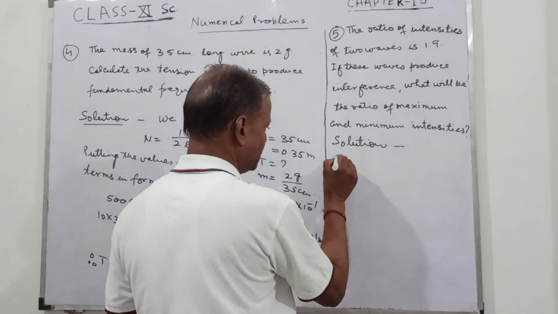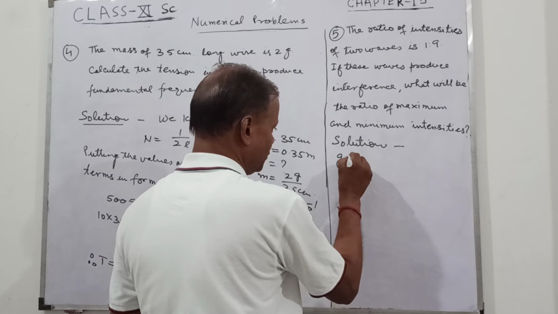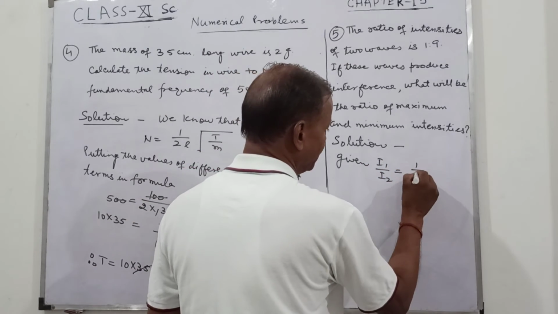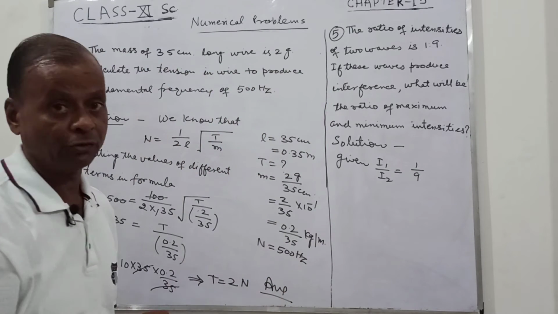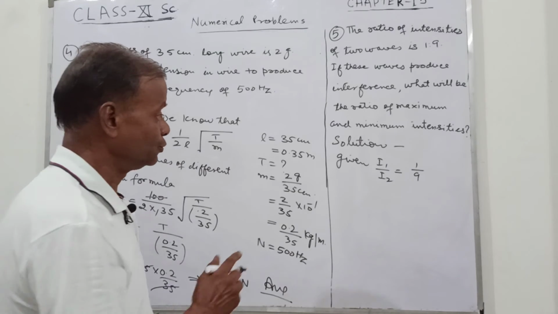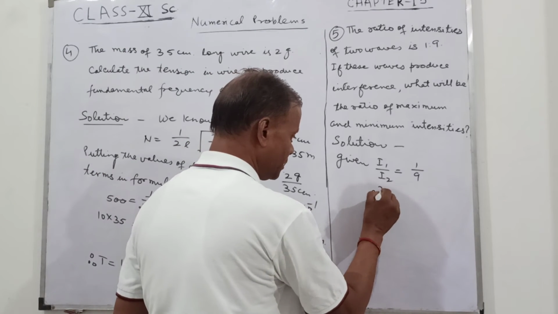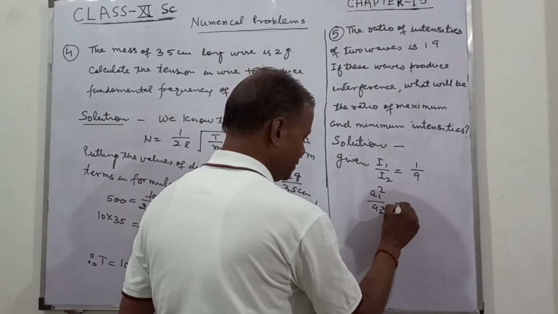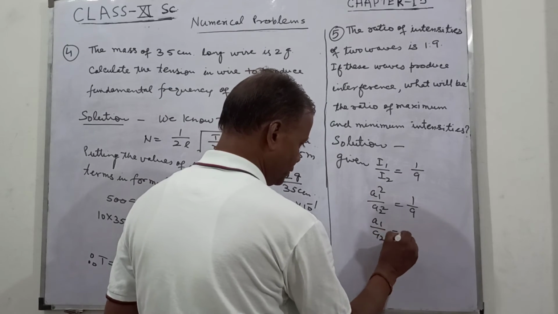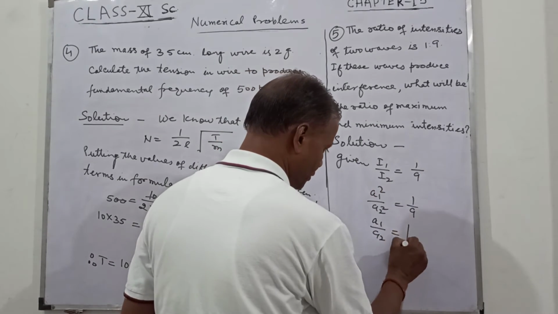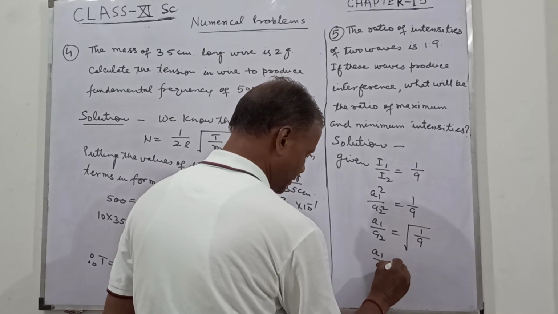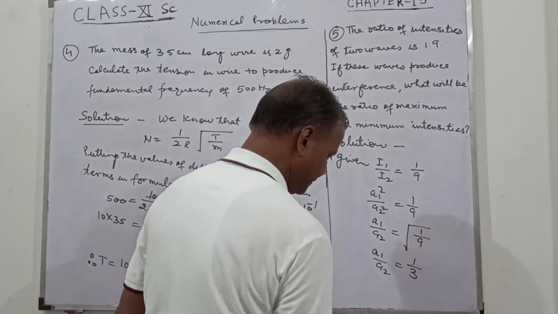Solution. Given I1 upon I2 equal to 1 upon 9. And we know that the intensity is proportional to the square of the amplitude. So this is equal to A1 square upon A2 square equal to 1 upon 9. So A1 upon A2 equal to square root of 1 upon 9. So A1 upon A2 equal to 1 upon 3.